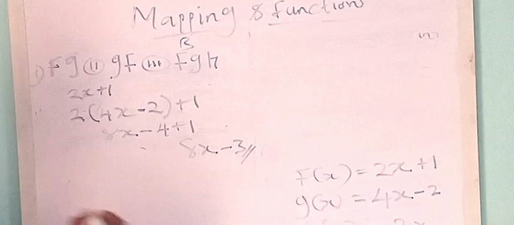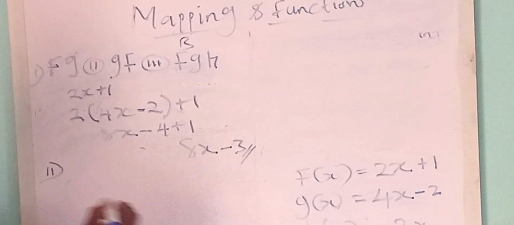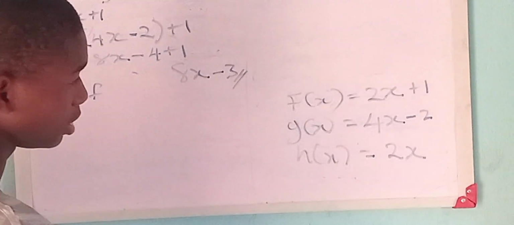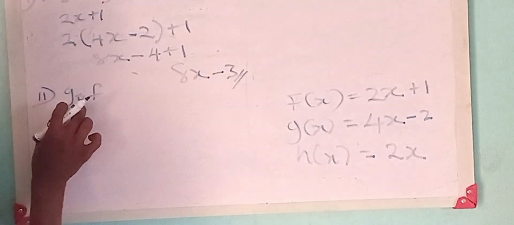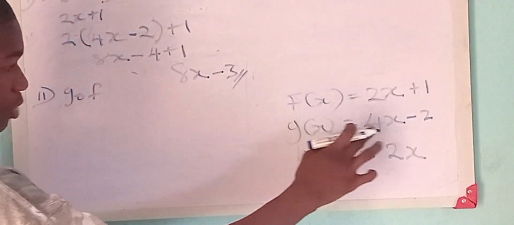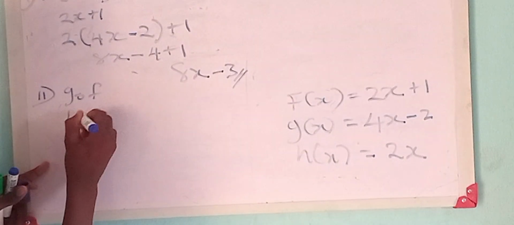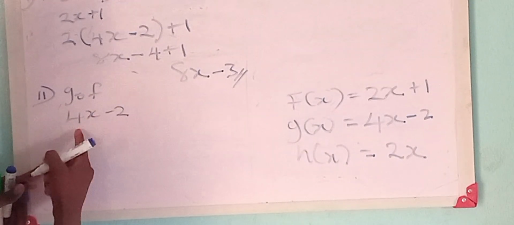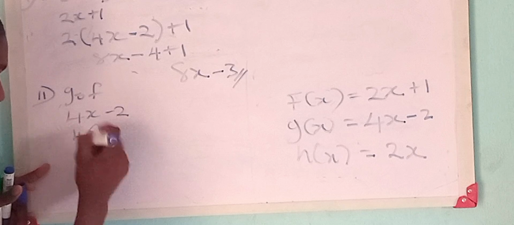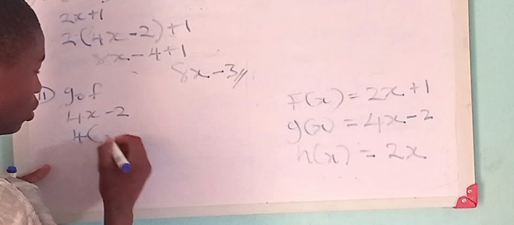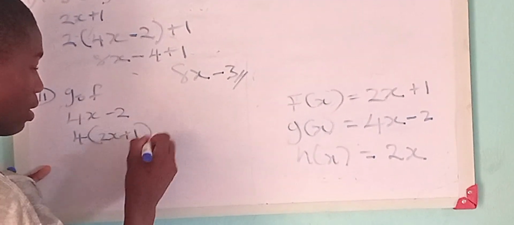So number 2, let's continue with the same thing. It says g of f. Now we're going to be taking the g and replacing this f with the aspect of x. So if I have 4x minus 2, what I'll be doing here is to say 4 in a bracket, then I'm putting the value of f, which is 2x plus 1, minus 2.